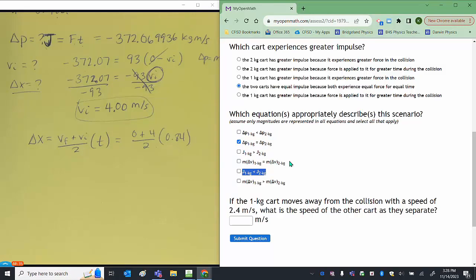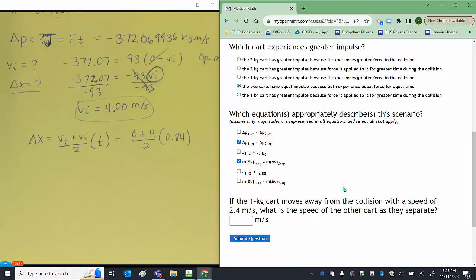Okay, let's look at these other 2 statements. Mass times change in velocity is the equation for change in momentum. So if the changes in momenta are equal, then that means the mass times change in velocity for each cart has to be equal as well. So I'm going to select both of these 2 options.